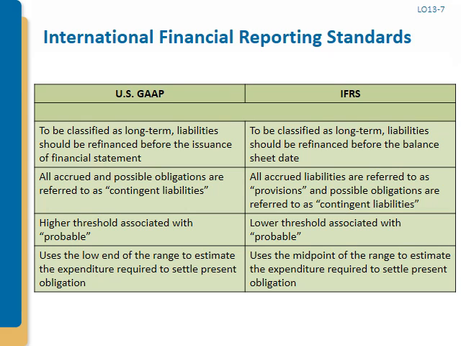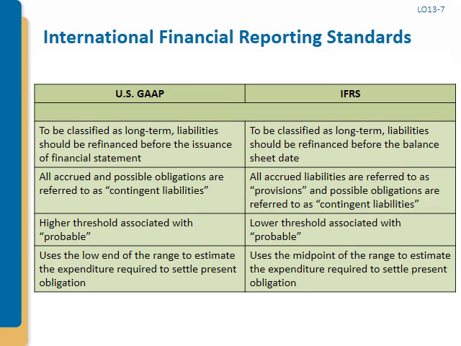IFRS requires disclosure but not accrual of two types of contingent liabilities. One, possible obligations whose existence will be confirmed by some uncertain future events that the company does not control, and two, a present obligation for which either it is not probable that a future outflow will occur or the amount of future outflow cannot be measured with sufficient reliability. No such distinction is made under U.S. GAAP, but U.S. GAAP does require disclosure of such contingencies.